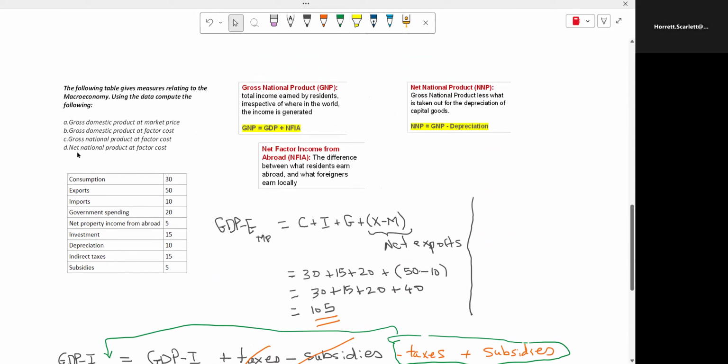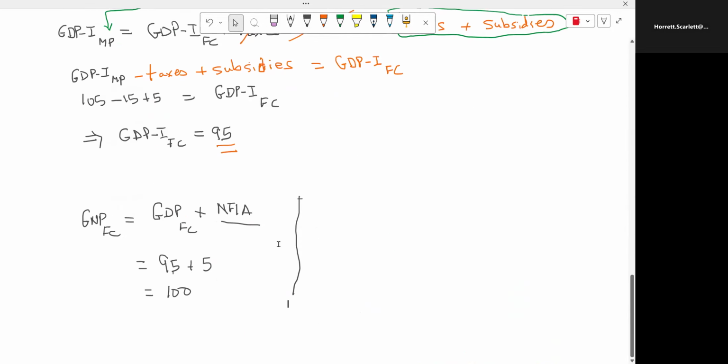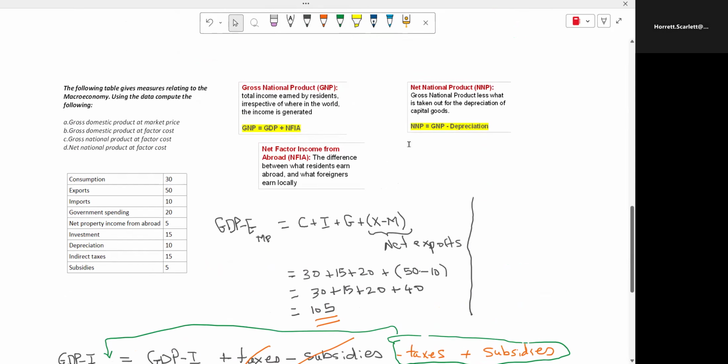So the next thing to compute is the net national product at factor cost. It's important for us to know, are we doing our computations at factor cost, or are we doing them at market price? So in order to find out the net national product at factor cost, we know that this is equal to GNP at factor cost, and then we need to account for depreciation. So it's NNP equals GNP minus depreciation.